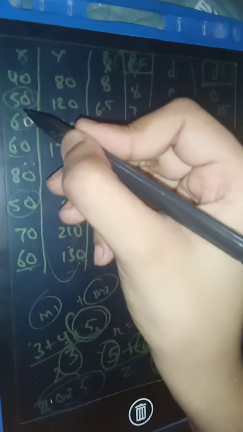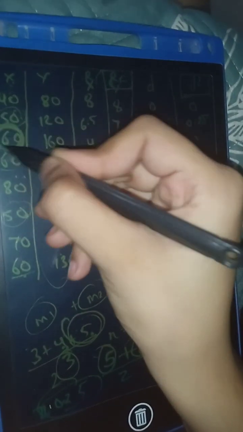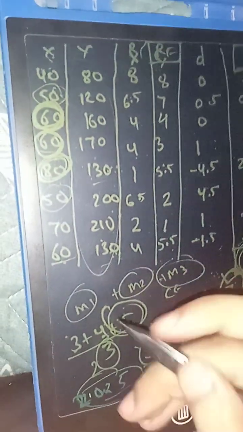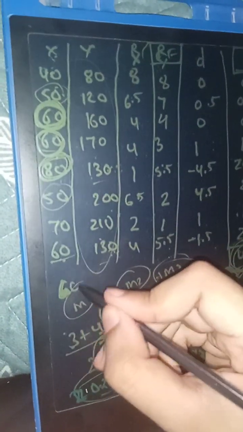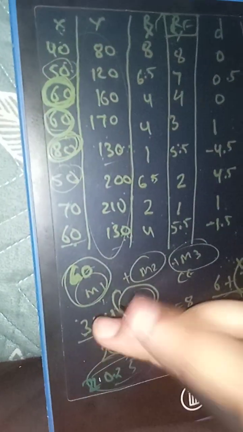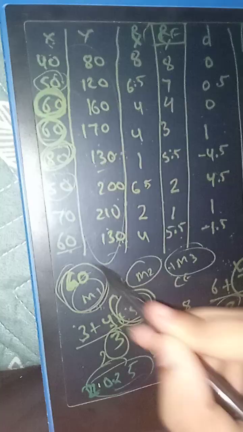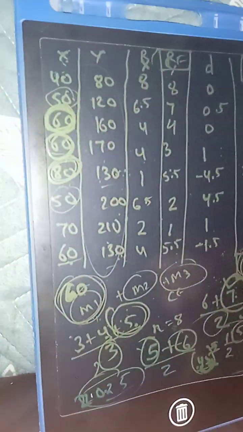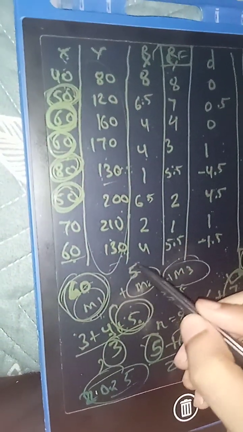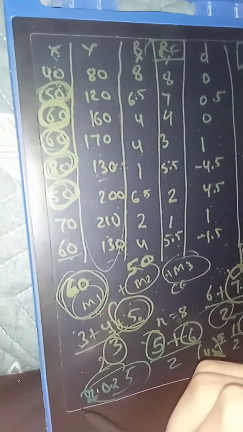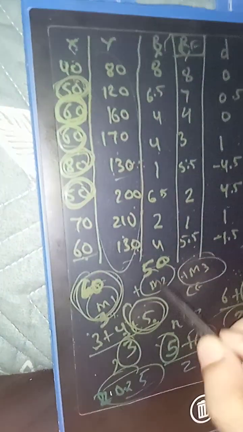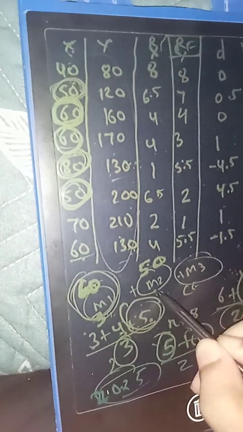The first variable that was repeating itself was 60. So M1 is 60, and we'll calculate M1 using 60. Do not confuse it here. Now in this x variable, the number 50 was also repeating. How many times was 60 repeating? It was repeating 3 times. How many times was 50 repeating? It was repeating 2 times.